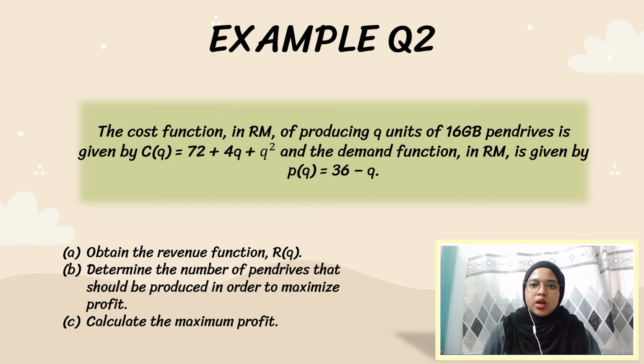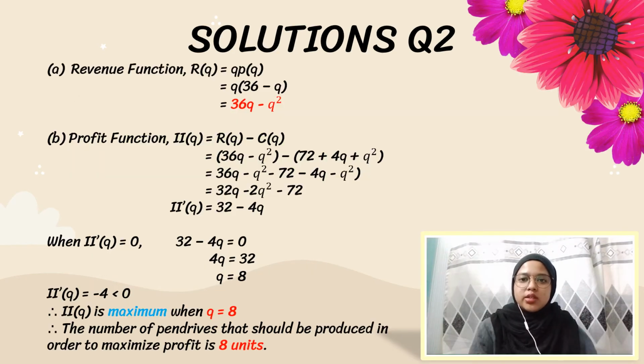Example question 2. The cost function in RM of producing Q units of 16 GB pen drive is given by C(Q) = 72 + 4Q + Q squared, and the demand function in RM is given by P(Q) = 36 minus Q. Solutions for question 2. A, revenue function. R(Q) = Q times P(Q) = Q(36 minus Q) = 36Q minus Q squared.